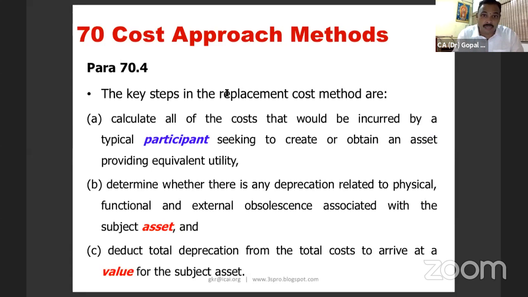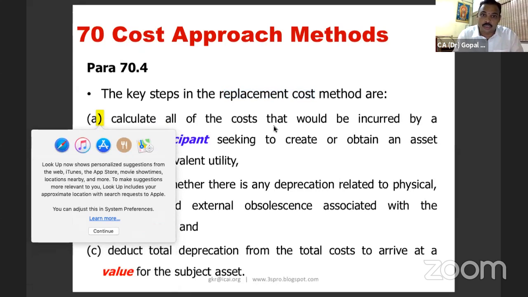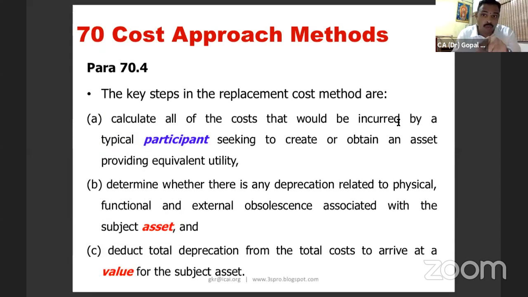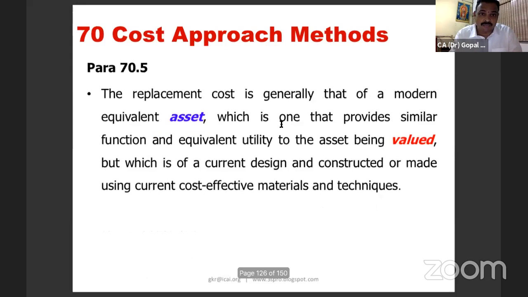The key steps in replacement cost are: calculate all the cost that would be incurred, please look at this word, by the typical participant, that is the buyer, seeking to create or obtain an asset providing equivalent utility in today's terms. That is what's called current cost. I am searching for the word current cost because current cost is very important. Then determine whether there is any depreciation, all those things.